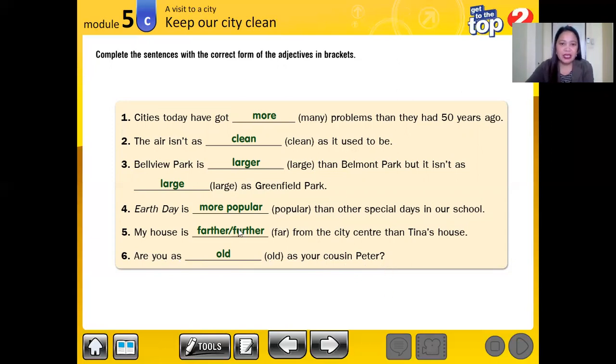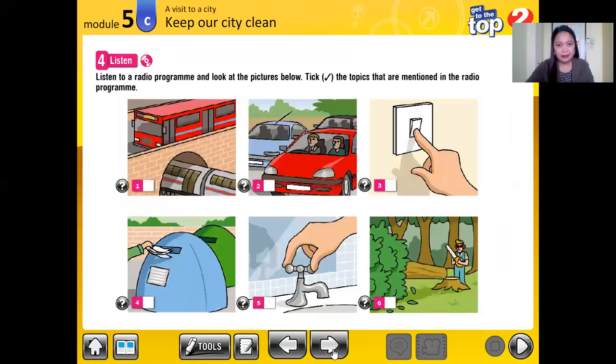Okay. So these are the answers to our activity in your class book. All right. So look at this. Exercise 4, listening. I am going to play a recording. So listen to a radio program and look at the pictures below. Tick the topics that are mentioned in the radio program.